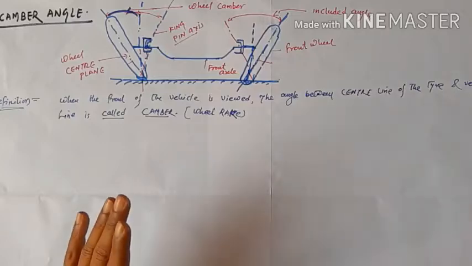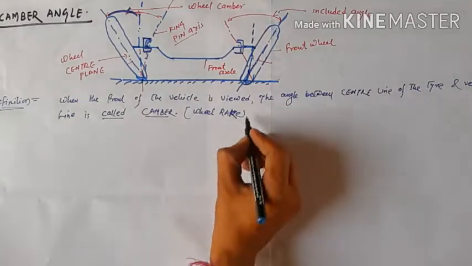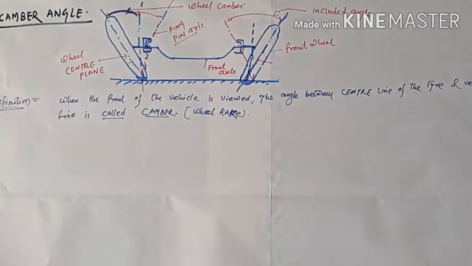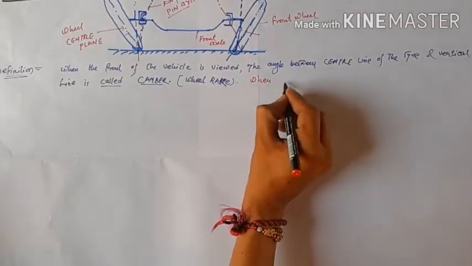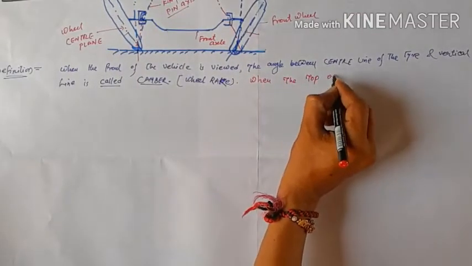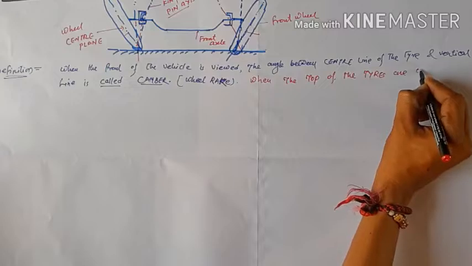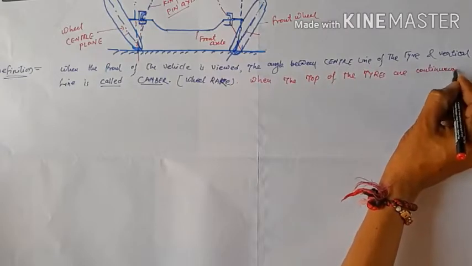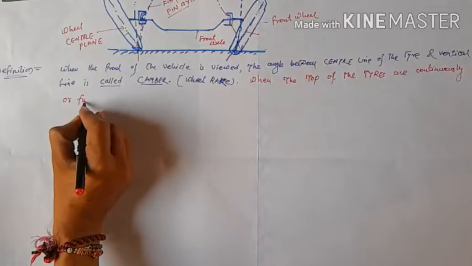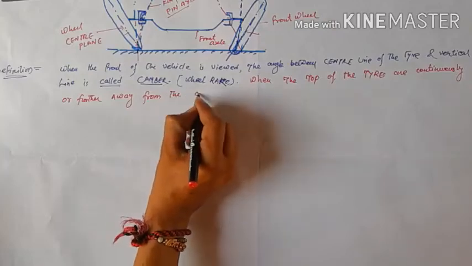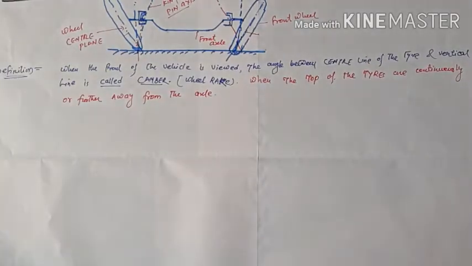When the top of the wheels, or you can say tires, are further away from the axle, then this is known as camber.